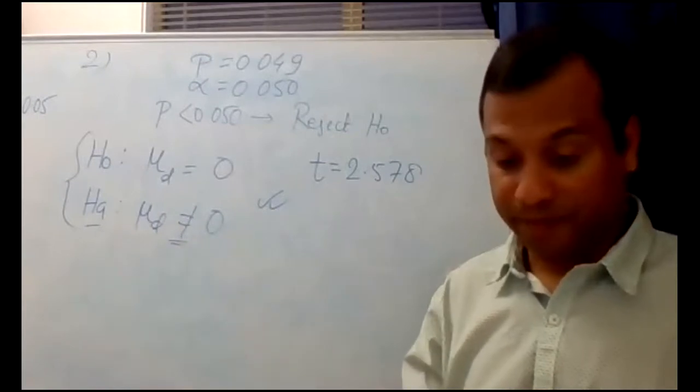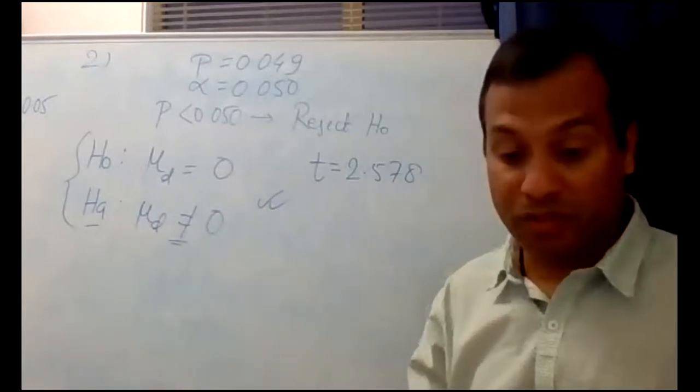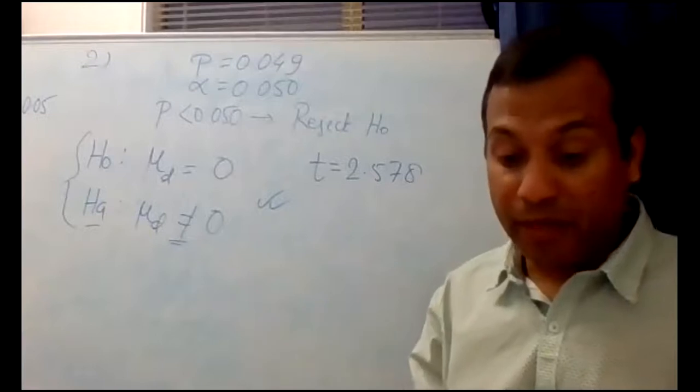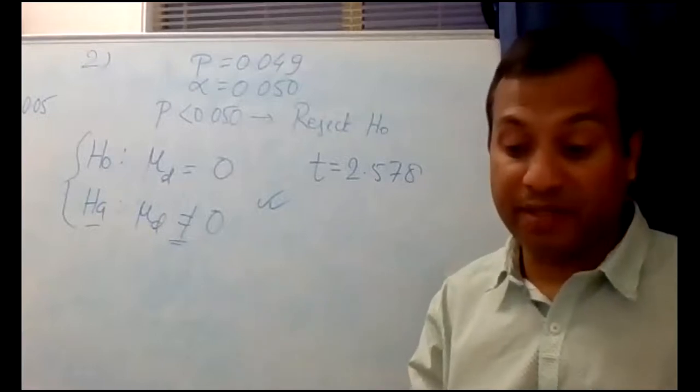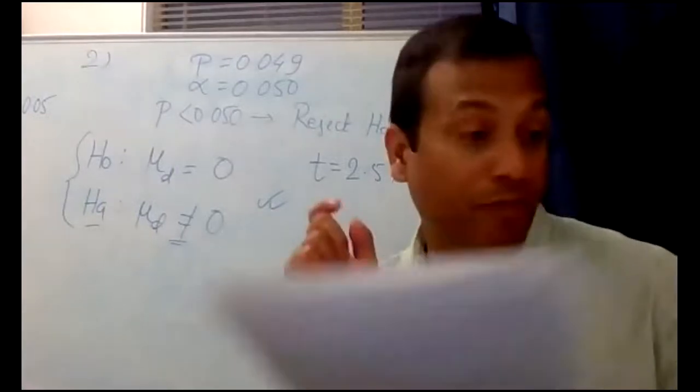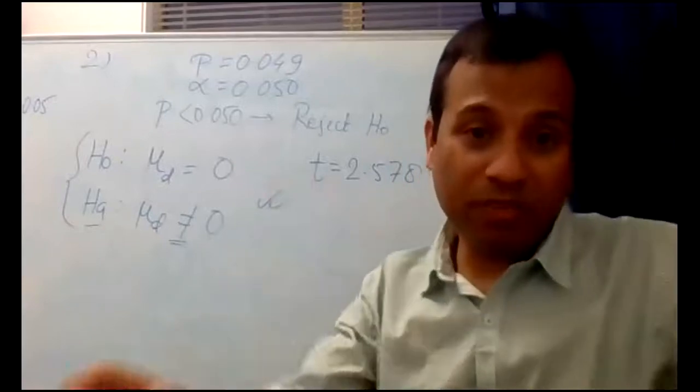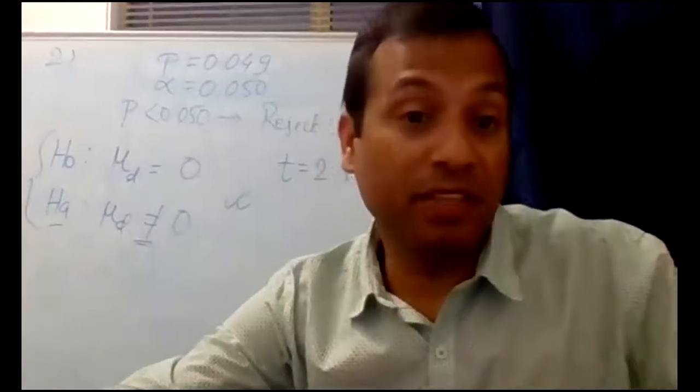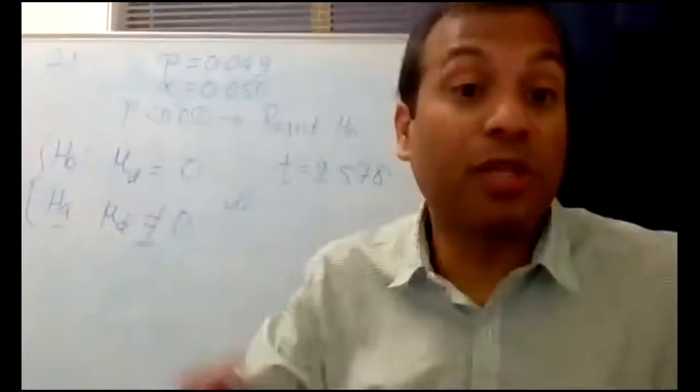The next question, part B, we have not completed. So this is part A. Part B: calculate the 95% confidence interval for the mean difference in words. How to proceed with that? CI estimation for the mean difference.